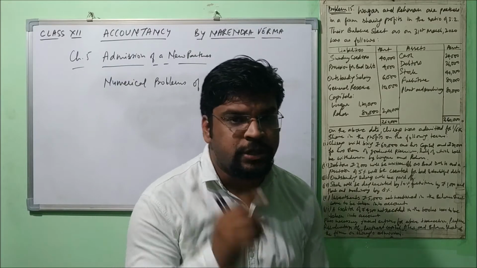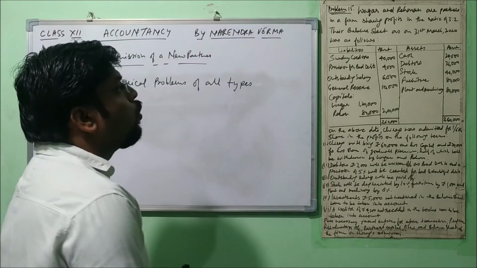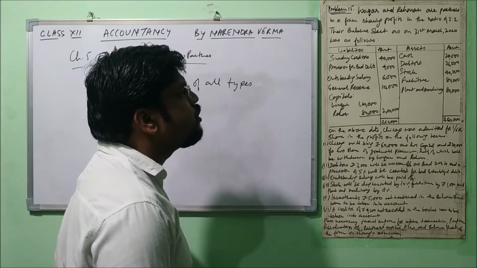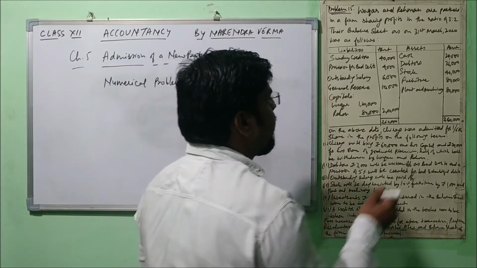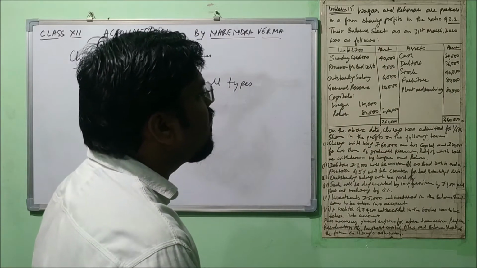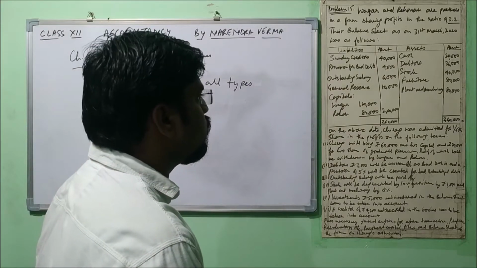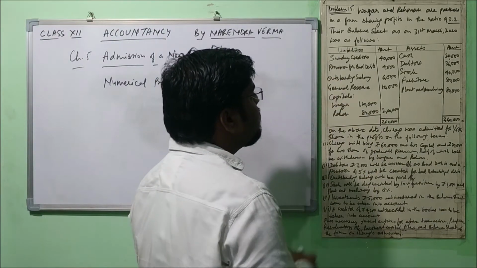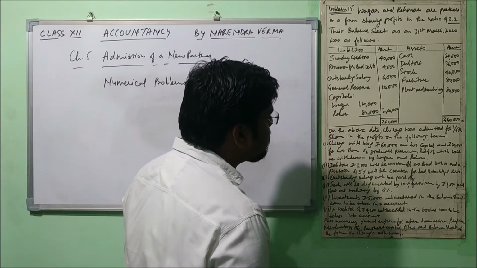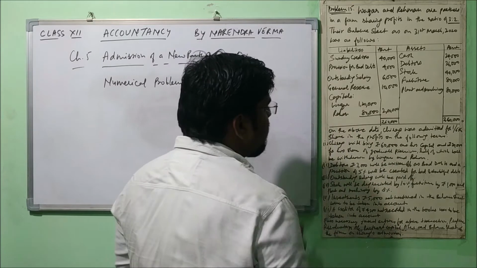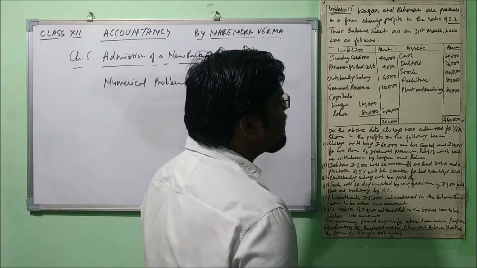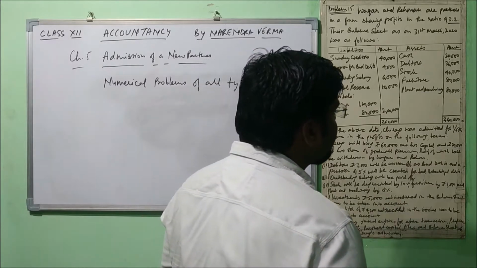I have written the question here. Let's read it out. Waqar and Rahman are partners in a firm sharing profits in the ratio of 3:2. That is their old ratio. Their balance sheet as on 31st March 2020 was as follows. In the liabilities side: sundry creditors, provision for bad debts, outstanding salary, general reserve, capitals of Waqar and Rahman. In the asset side, we see cash, debtors, stock, furniture, plant and machinery.